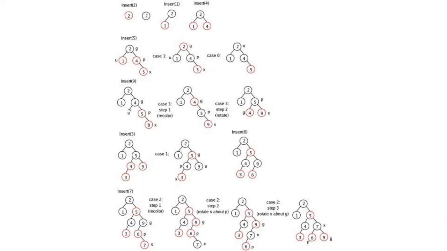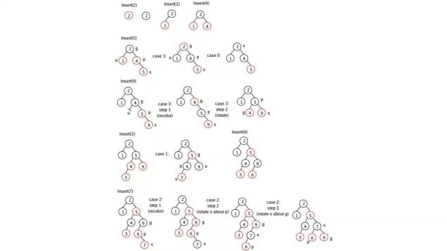As you can see from some illustration, we need to insert 2. 2 is a node, we need to insert 1. 1 will go to the left. We have to insert 4. 4 will go to the right. We want to insert 5. 5 will go to the right. But now we have a problem, so let's analyze it. We put G, P, and X, case 0.